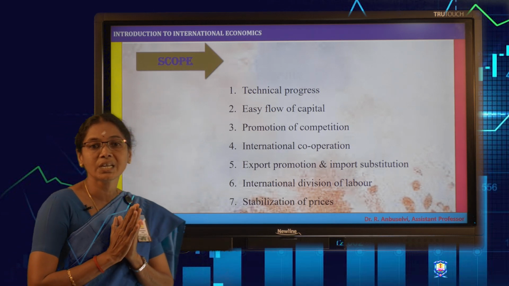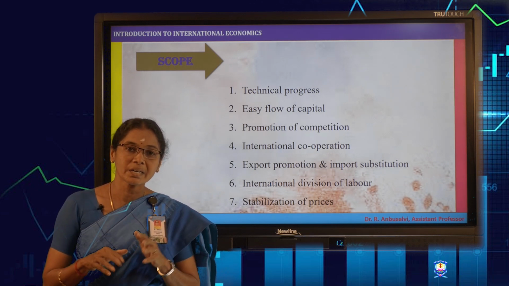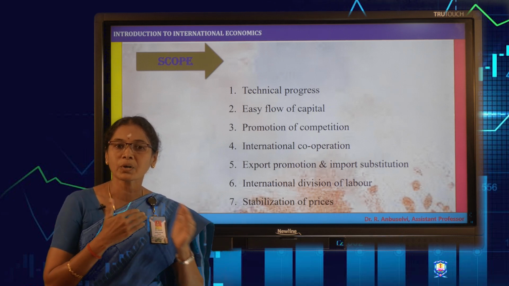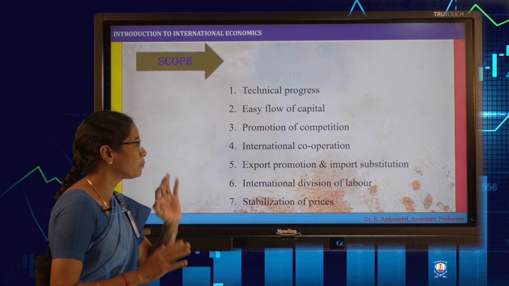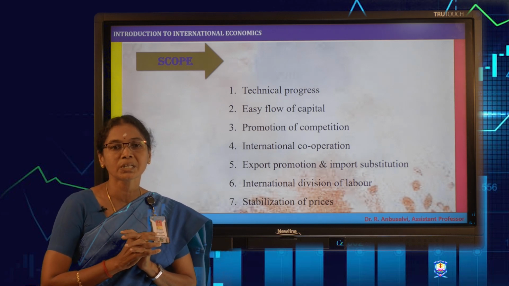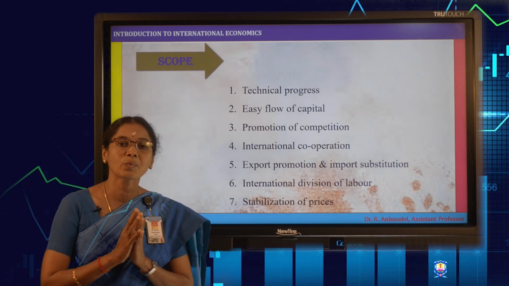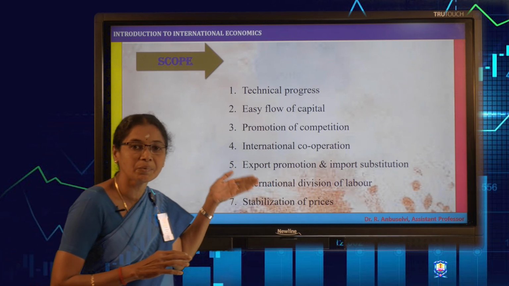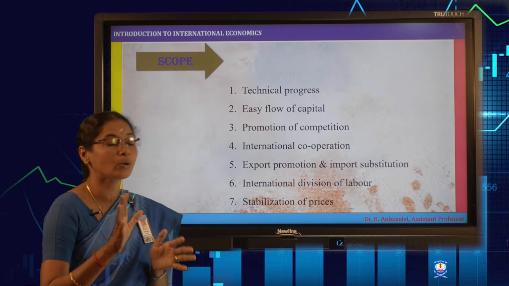And the second one is easy flow of capital. Least developed and underdeveloped countries are lacking capital, so they depend upon developed countries to increase their capital flows. And the third important thing is promotion of competition. This opens the forum to all the countries, being equal, to distribute their goods to various countries. So here we can avoid monopoly and goods can be easily spread all over the world.